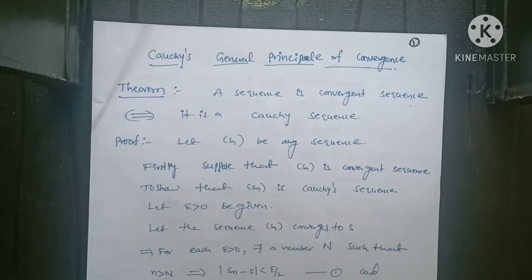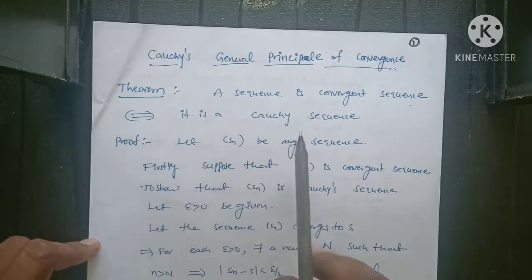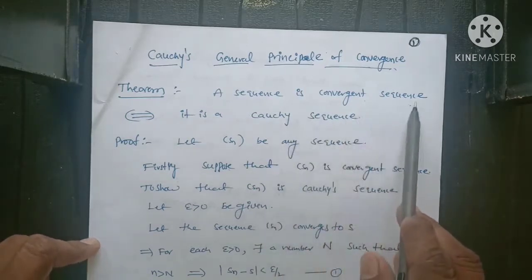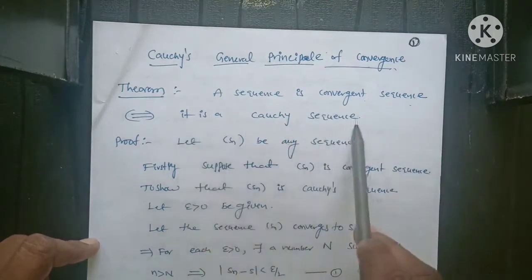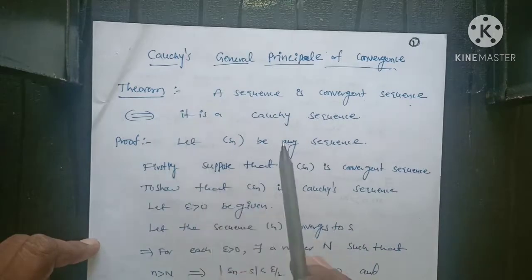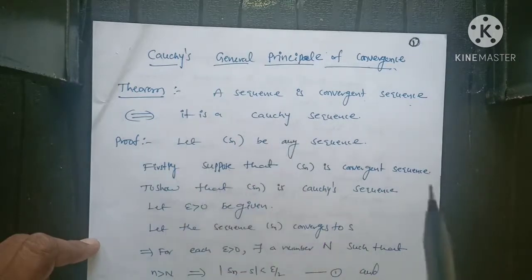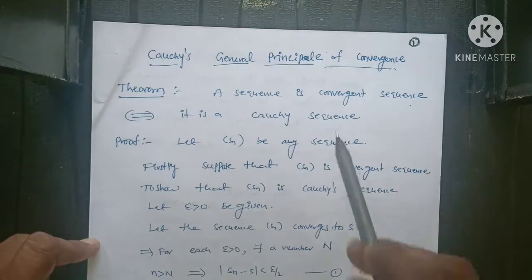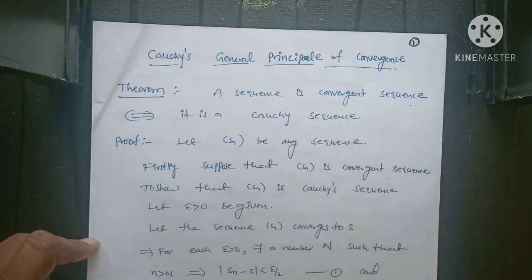Today I am explaining Cauchy's general principle for convergence of a sequence. Theorem: a sequence is a convergent sequence if and only if it is a Cauchy sequence. It is a necessary and sufficient condition. If the sequence is convergent, that sequence must be a Cauchy sequence. If the sequence is a Cauchy sequence, that must be a convergent sequence.